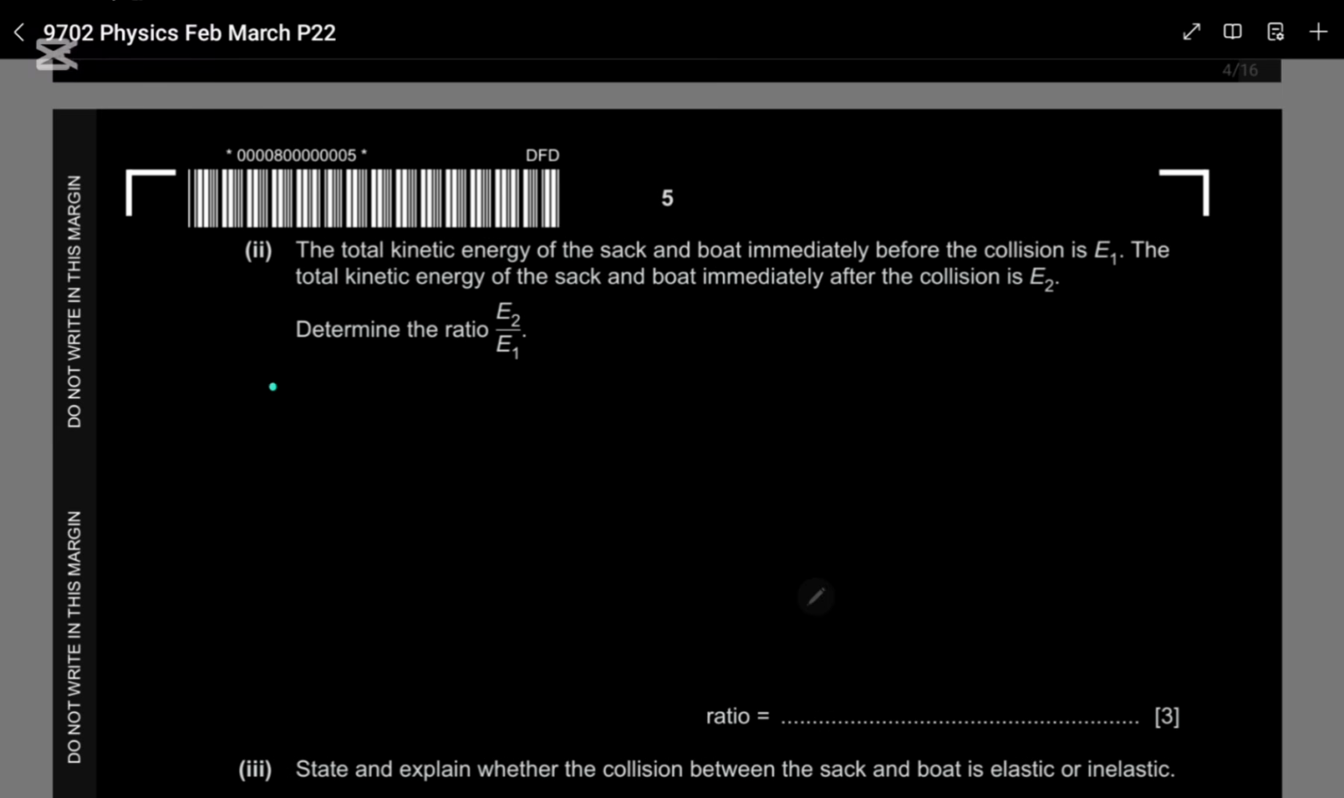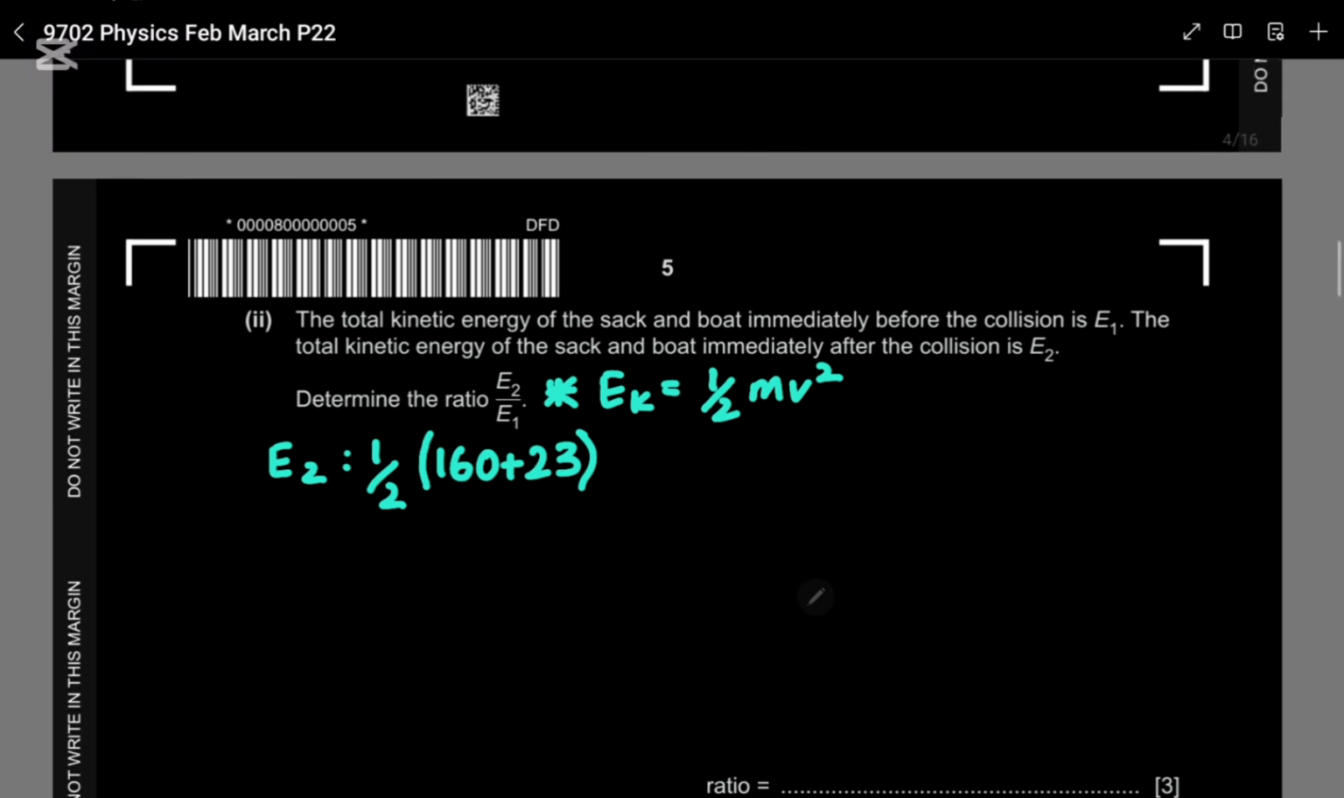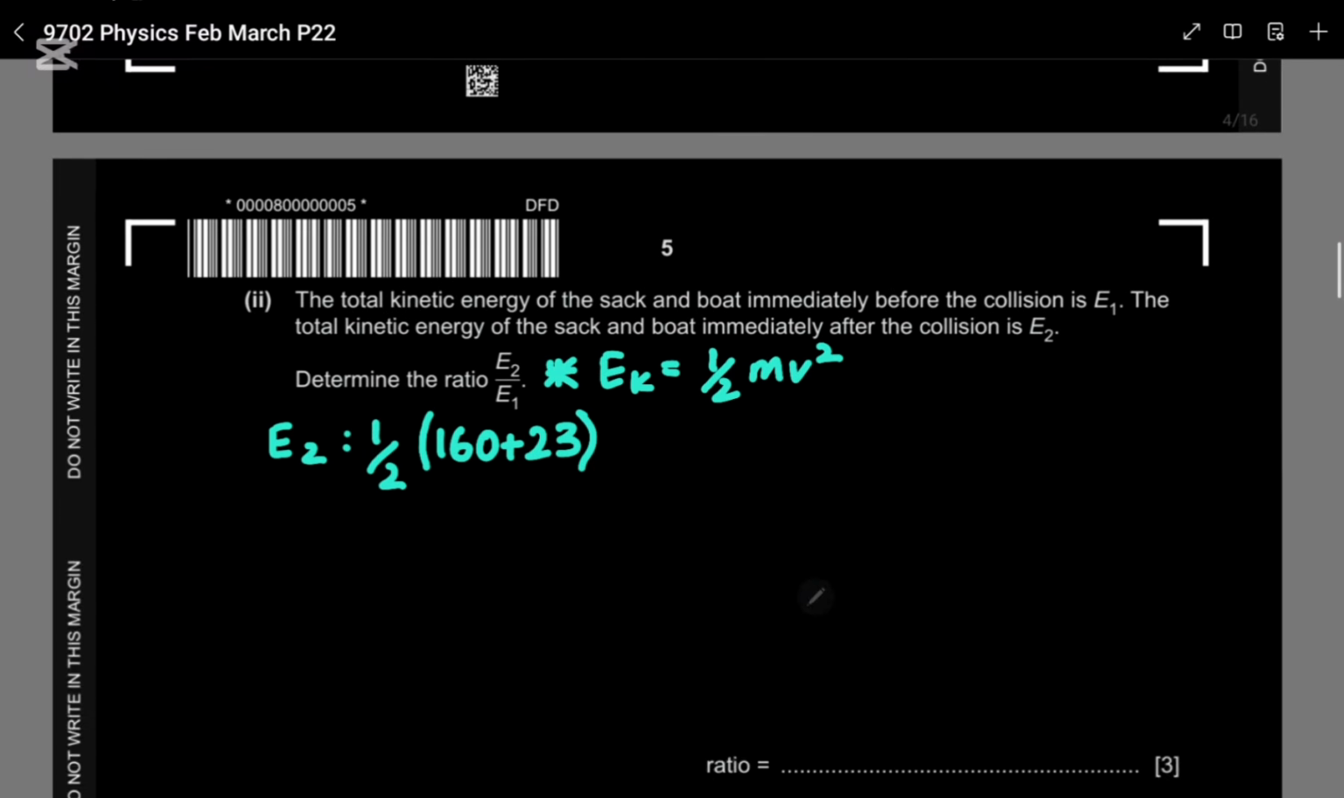So let's calculate E2 first, after the collision. By the way, kinetic energy is equal to half mv squared, just the general form. After the collision, we know that the masses were combined, so 160 plus 23, and the velocity we just found out to be 0.43, 0.43 whole squared. Let's leave it as it is.